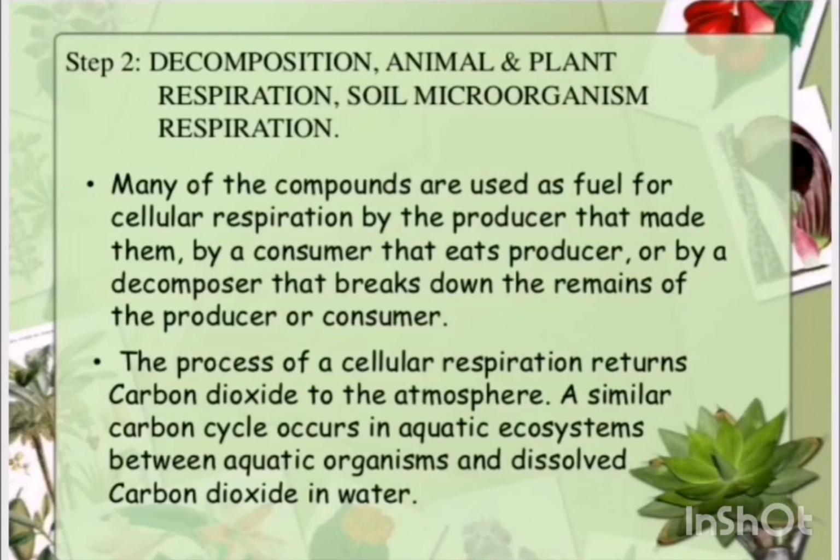or consumer. So respiration is opposite to photosynthesis, in which animals take in oxygen and give out carbon dioxide into the surroundings or atmosphere. So the process of cellular respiration returns carbon dioxide to the atmosphere. A similar carbon cycle occurs in aquatic ecosystems between aquatic organisms and dissolved carbon dioxide.